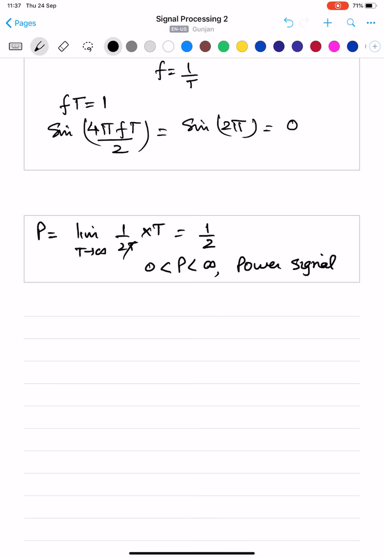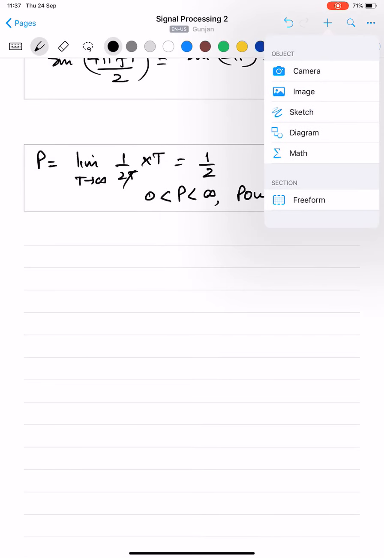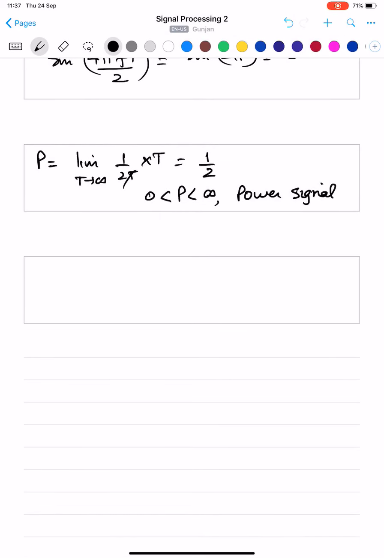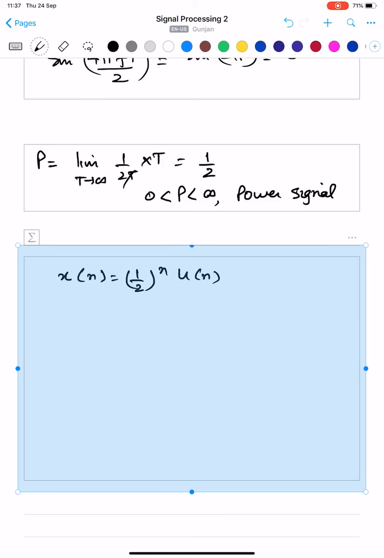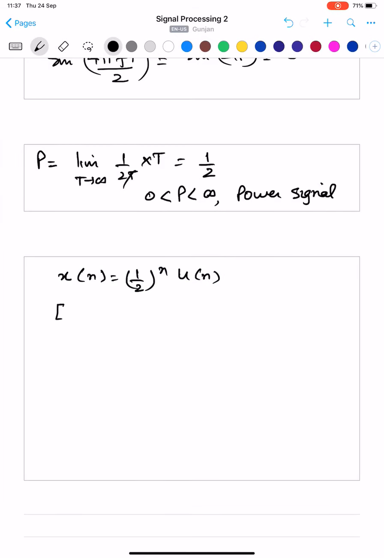So it's a power signal. Let me take an example for the discrete time domain also. So in a similar pattern, suppose we have a signal like x of n equals (1 by 2) raised to the power n times u of n, and you want to find whether it's an energy signal or power signal. So you will use E equals summation n equals minus infinity to infinity. Always start by writing your formula to find the energy.